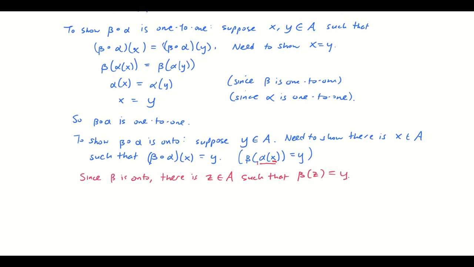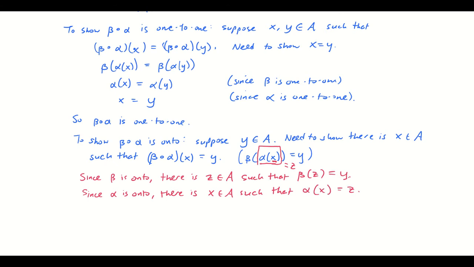So if I could make alpha of x equal to z, then I think I'd be done, because that would mean that beta of alpha of x equals beta of z, which would then be y, and that's exactly what I want. All right, well, since alpha is onto, there is some x belonging to A such that alpha of x is equal to z.